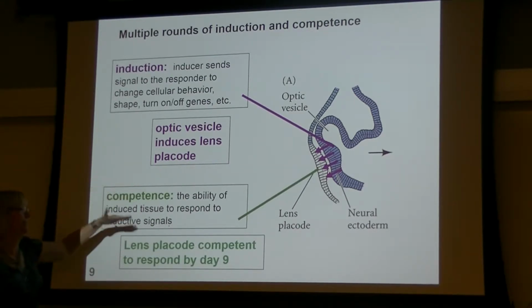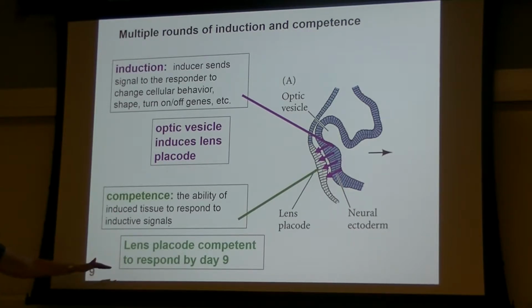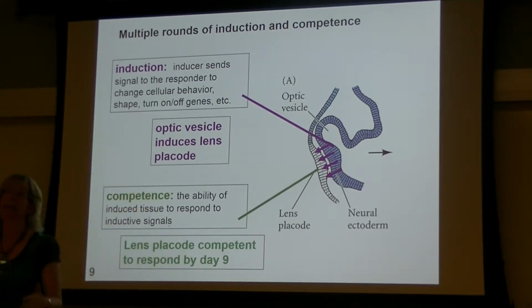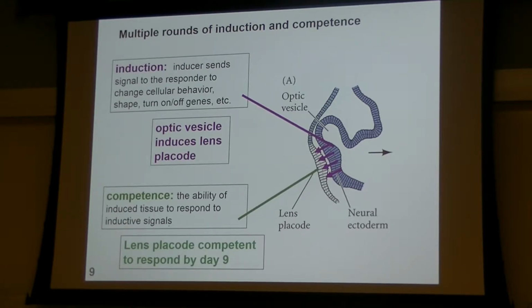And this happens with a certain typical timing within the embryo, that you see optic vesicle forming, and then shortly after that, due to this induction event, a response on the part of the lens placode by day 9 in development. And then, at this point, now the lens placode is going to become the signaler, and it's going to specify the next step for the optic vesicle, maybe to start changing its shape.